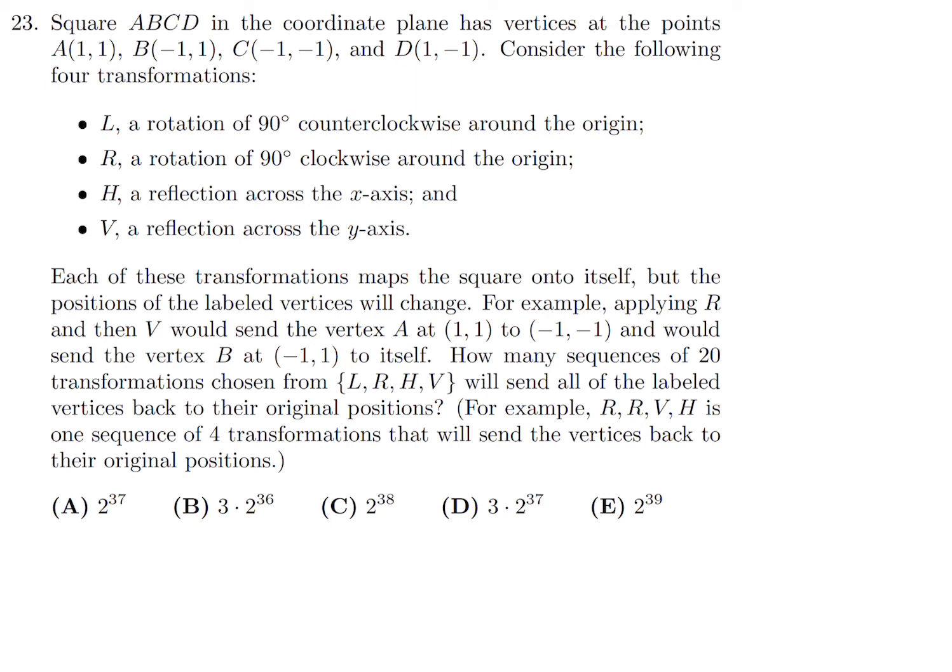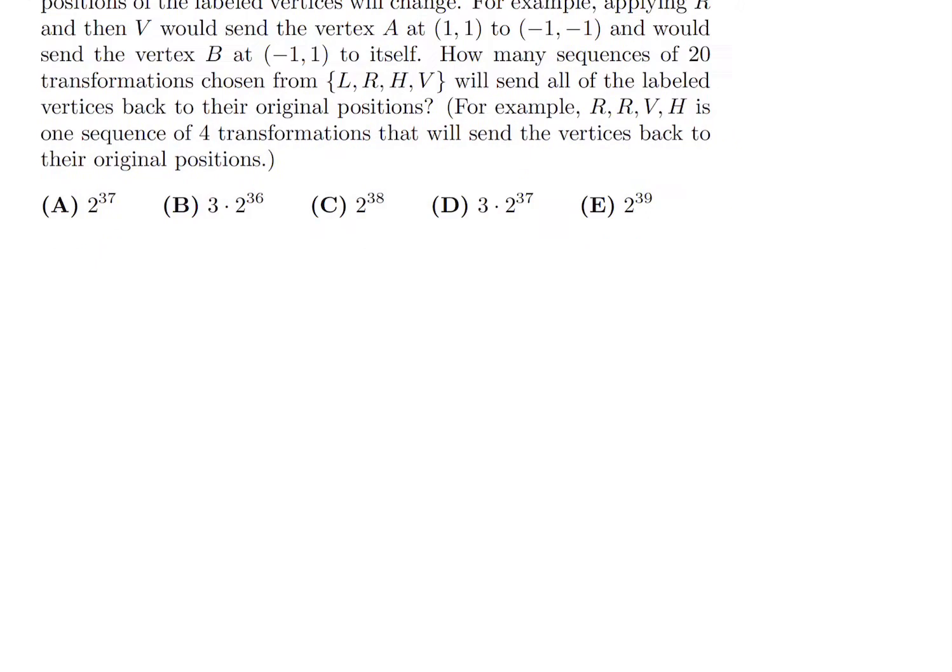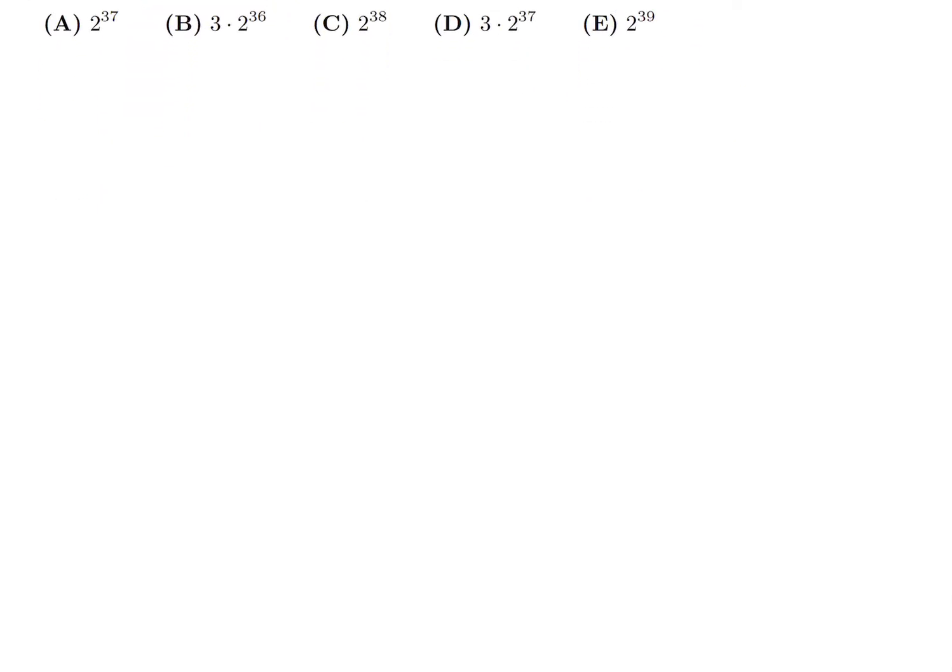Each of these transformations maps the square onto itself, but the positions of the labeled vertices will change. For example, applying R and then V would send vertex A at 1, 1 to negative 1, negative 1, and would send vertex B negative 1, 1 to itself. How many sequences of 20 transformations chosen from LRHV will send all of the labeled vertices back to their original positions? All right, so we're going to need a lot of space for this.